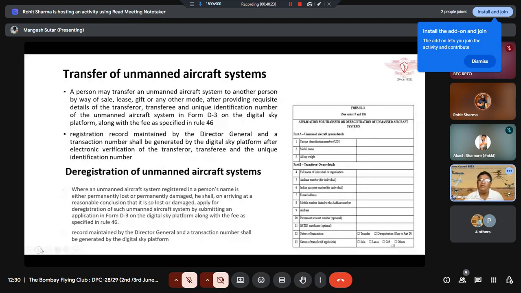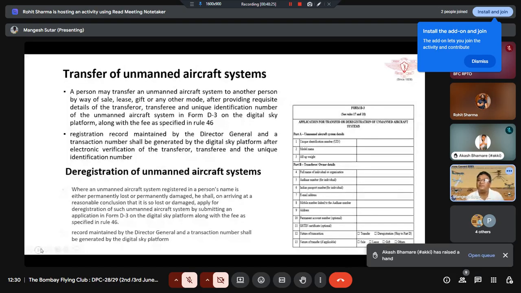Following the guidelines, if you have a small class, you have to register under the small class. If you have a medium class, you have to register under the medium class. In the Drone Rules there is a detailed form. Here I have just put a snapshot, but there is a detailed form. You can go through that form, with all the points to be mentioned in it. Got it?